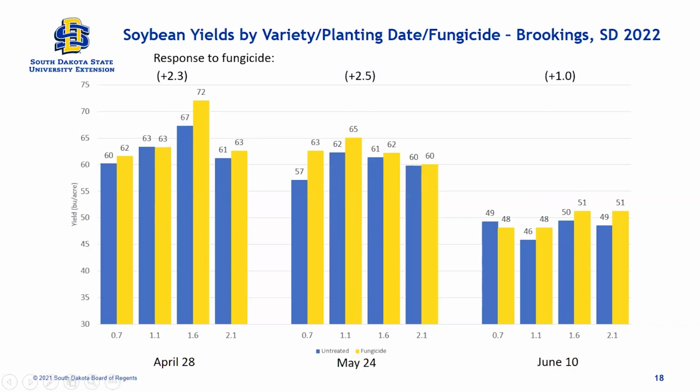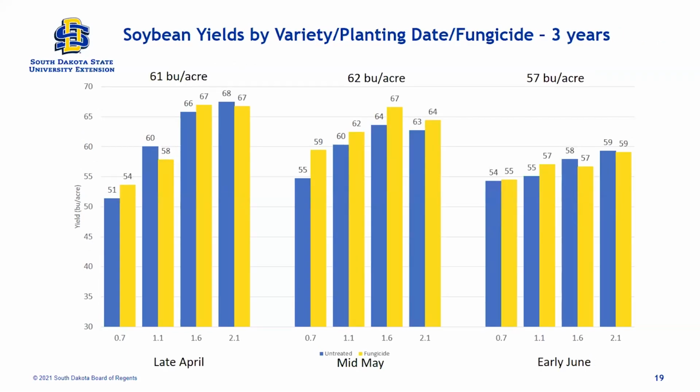So here are the numbers, fungicide versus no fungicide in all of the planting dates. It actually has some positive response, I should say. For the earliest one, 2.3. The May planting date was 2.5, and the June 10 planting date was only 1 bushel difference, and all of them were positive response. And then the 3-year average, you have 61 bushels per acre for the earliest one, 62 for the May planting, and then the June planting was 57 bushels per acre. This was the 3-year averages.